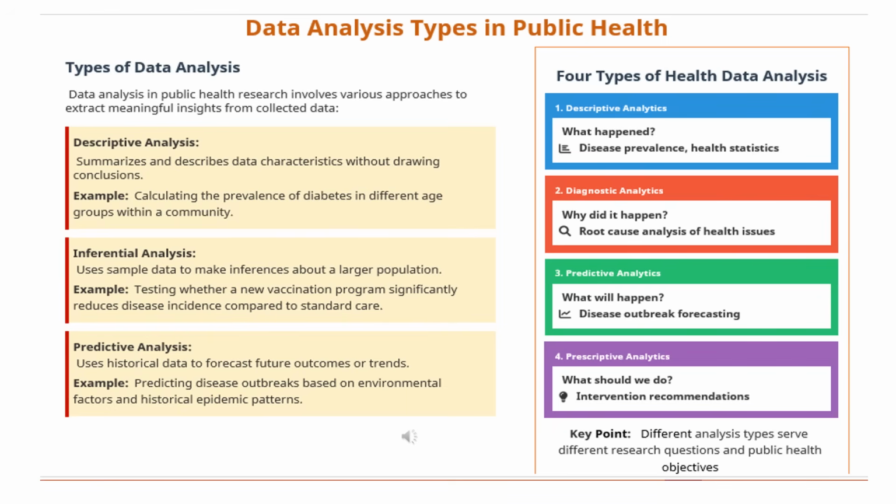It has to do with transforming the raw data into actionable knowledge. Okay, and here we can categorize data analysis into four main types. First, we have descriptive analytics, and this answers the question, what happened? This involves summarizing and describing the characteristics of your data without drawing conclusions beyond your sample. For example, calculating the prevalence of diabetes in different age groups within a community.